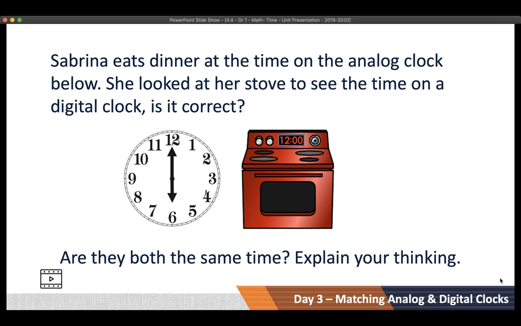Okay, so hopefully you've taken some time to look over this, and you'll notice that the short hand or the hour hand is on the 6, and the long skinny minute hand is on the 12. So Sabrina saw this and she mistakenly thought it was 12 o'clock, but the hour hand is on the 6. The minute hand is on the 12, which indicates that it's 0 minutes into the hour. So this should be showing 6 o'clock.